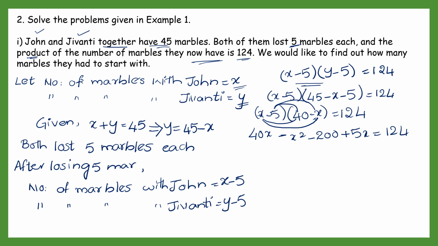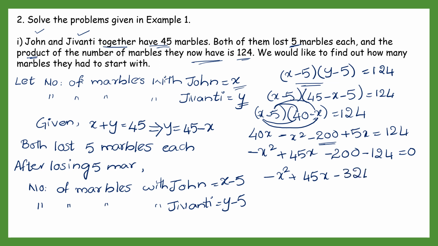124. If we write in the order of powers, you will get minus x square first. Next 40x plus 5x. What do you get? 45x. Here you have minus 200. Minus 200 plus 124. 124 is on the right side of the equation. If it comes to the left side, it will become minus 124. So the equation will become minus x square plus 45x minus 324 is equal to 0. Okay, what equation is this? Quadratic equation. Why? Degree is 2. Degree means highest power of the variable. Its degree is 2, so this is a quadratic equation.